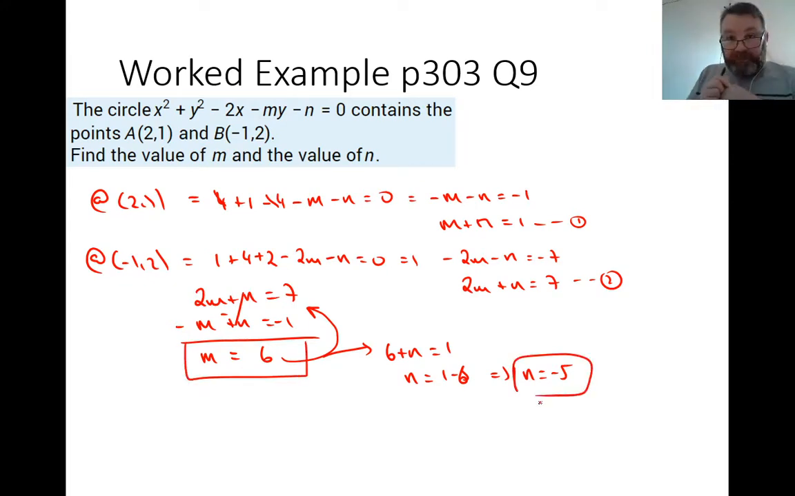So again, something that we've got to remember. If points are on a circle, if the circle contains a point, then you can put the point into the equation of the circle and it will satisfy that equation.